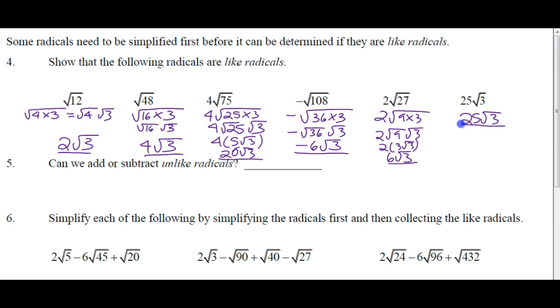Can we add or subtract unlike radicals? No. Just the same as we can't add 2x plus 3y, right? They are not like terms.